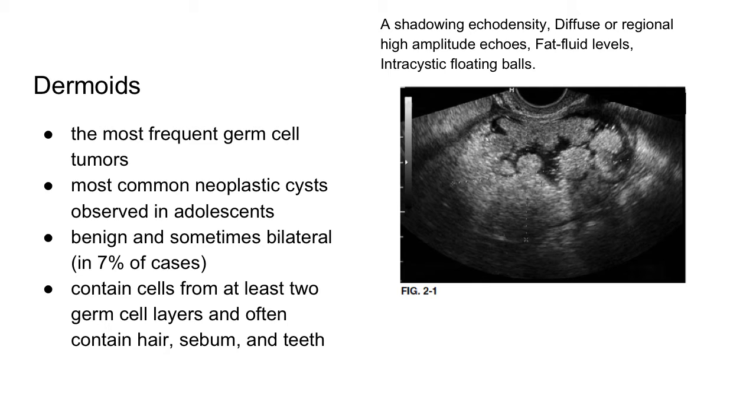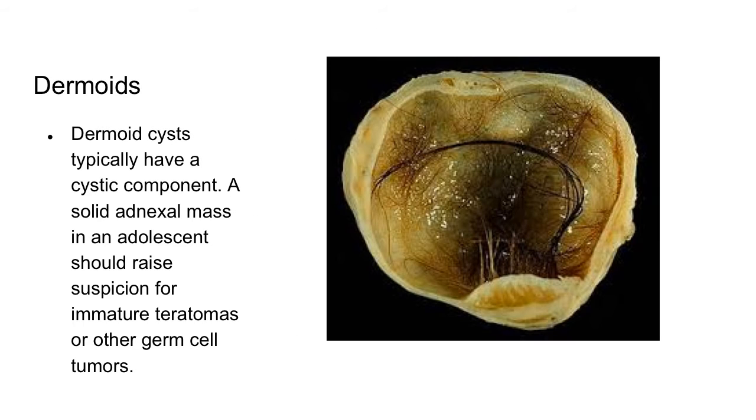Although dermoids have a wide range of appearance on ultrasonography, based on the type of tissue present, some common features include the following: a shadowing echodensity, diffuse or regional high-amplitude echoes, fat fluid levels, intracystic floating balls. The presence of 2 or more characteristic signs is associated with a high positive predictive value of correctly identifying a dermoid cyst. Additionally, the presence of ovarian calcification on abdominal flat plate, pelvic magnetic resonance imaging, or pelvic computed tomography studies should raise suspicion for a dermoid.